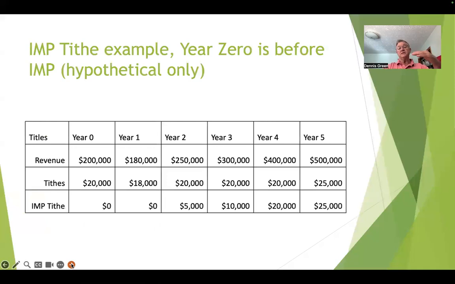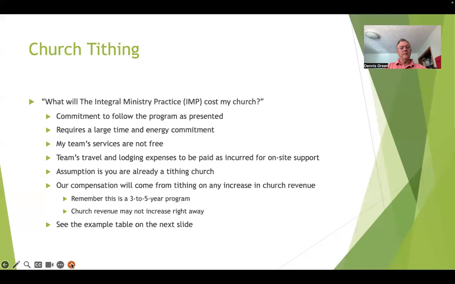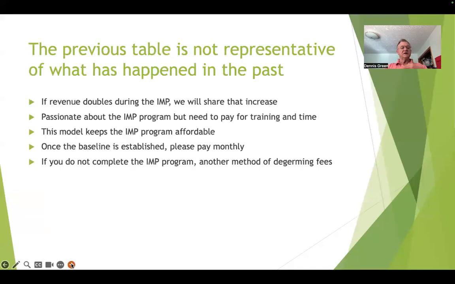So what we are trying to do is create... sorry about that. If the revenue is doubled, then we're going to share in that. So we're not taking anything out of your operating budget. What we want is a part of your tithing revenues on any revenue that increases from your baseline.